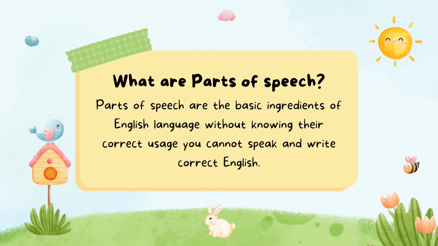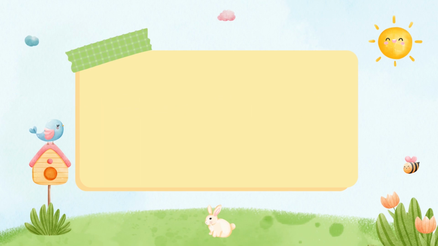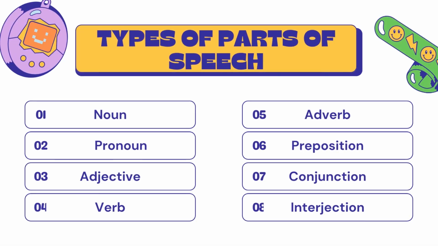Now, what are parts of speech? Parts of speech are the essential elements and basic ingredients of English language. Without knowing their correct usage, you cannot speak and write correct English. There are 8 parts of speech and each performs a different function within a sentence. These are noun, pronoun, adjective, verb, adverb, preposition, conjunction, and interjection.